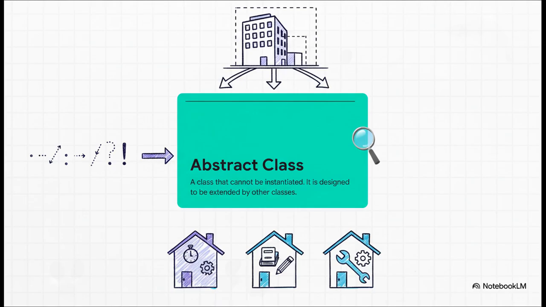All right, next up, we have something called an abstract class. This is a really interesting one. Think of it as a blueprint that's, well, incomplete on purpose. You can't actually use new to create an object directly from an abstract class. It's not meant for that. Instead, it acts as a base template that other classes must extend from, and then fill in the missing pieces. It's a way to enforce a certain structure.